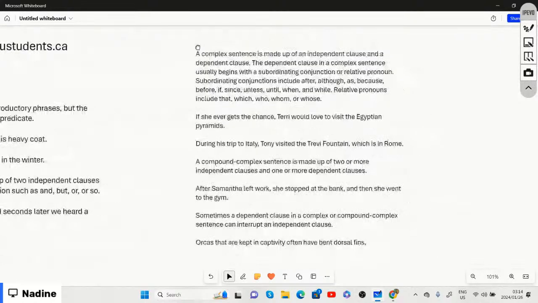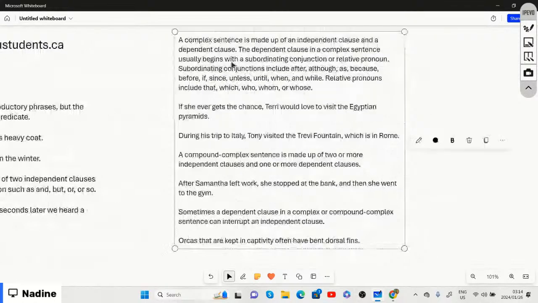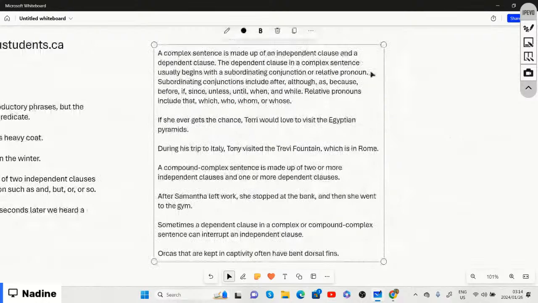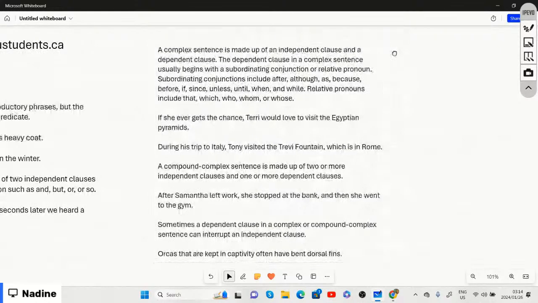And then we have a complex sentence. A complex sentence is made up of an independent clause and a dependent clause.